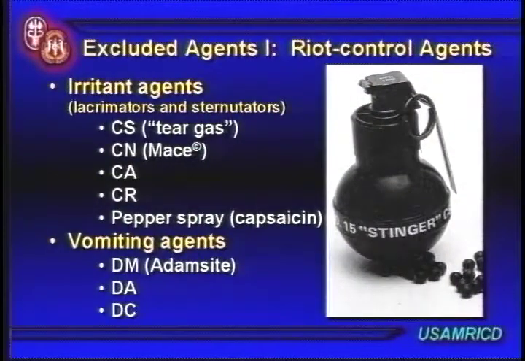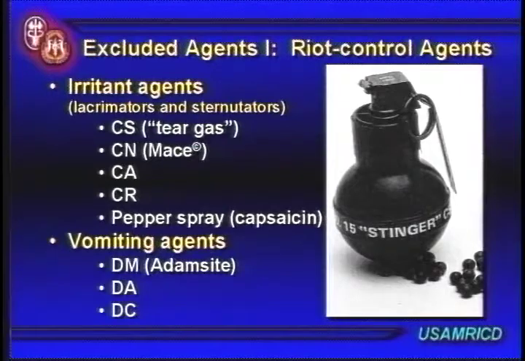These agents can be divided into two general classes. There are the respiratory irritants and lacrimators or sternutators. A sternutator is another name for a sneezing agent. All of these agents produce the general symptoms of pain and irritation in the eyes, sneezing, irritation in the throat. And they include such agents as CS, often called tear gas, CN, commercially known as mace, CA, an older agent, and CR, actually a fairly new British agent.